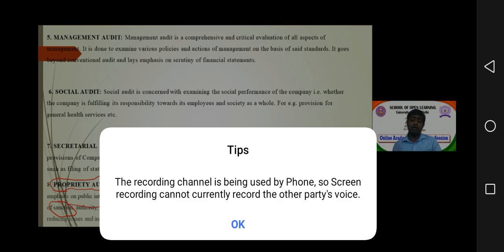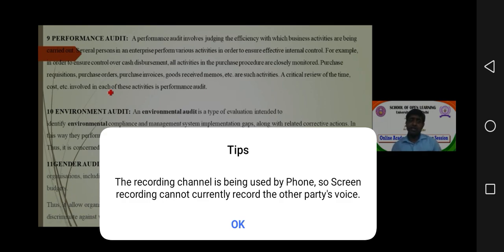What else I can say is that it is basically again to advise the executives either in preventing or reducing the losses and increasing productivity or improving performance by timely reporting these matters. Right. Then the next is performance audit. Now, what is performance audit all about? Performance audit is basically involved in judging the efficiency with which business activities are being carried out.